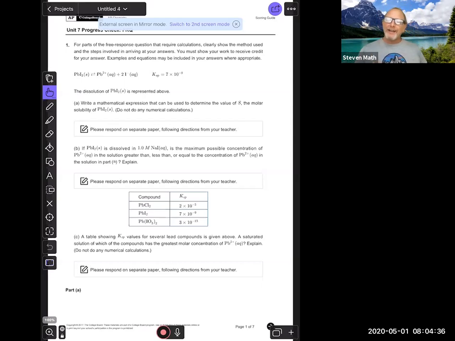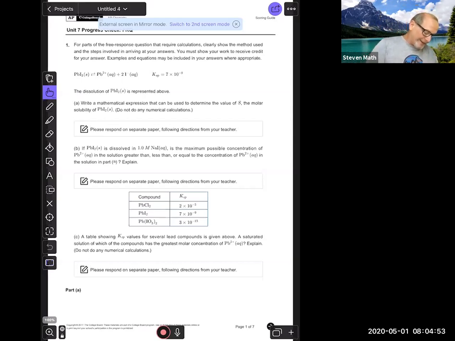We've got Ksp. This is kind of a standalone topic for us because it sits way up at the top of chapter 16. But for the AP, this fits into equilibrium. So let's look at it. Could be some easy questions on it. We'd appreciate it if it was.